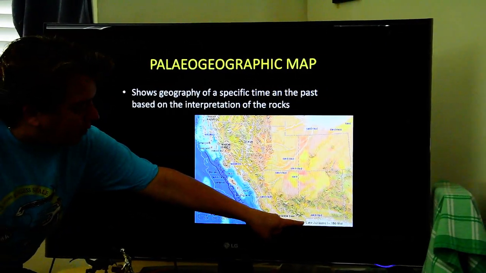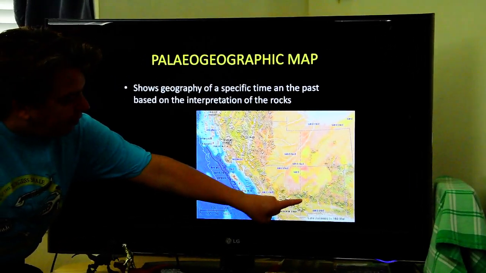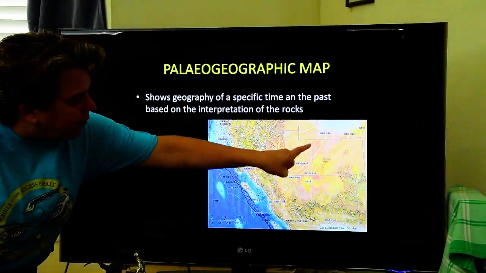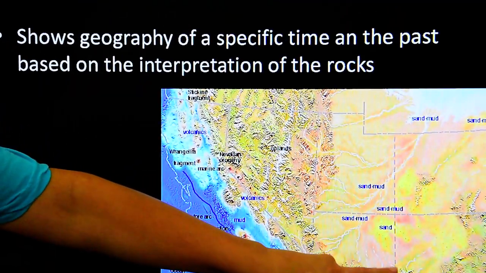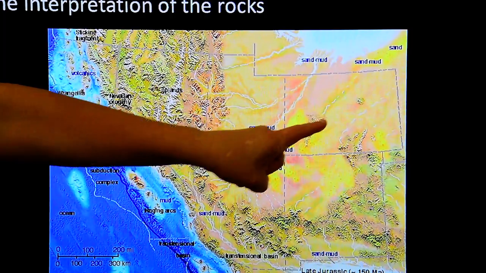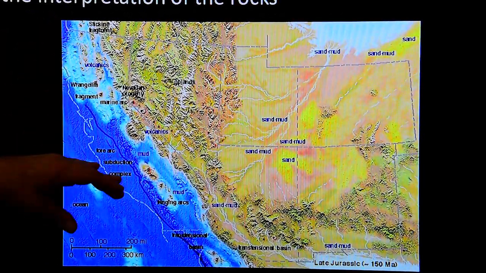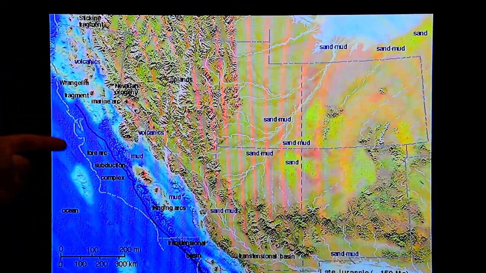This particular one is of the late Jurassic. And what we're seeing, the modern state borders are superimposed on there. So we have New Mexico, Arizona, Colorado, Utah, Nevada, and then this is California. You can see a lot of California didn't exist then.